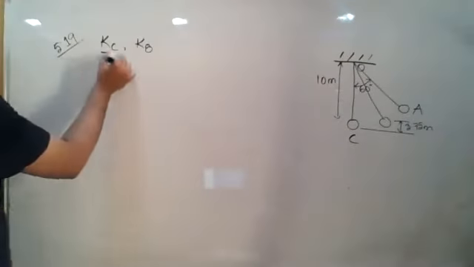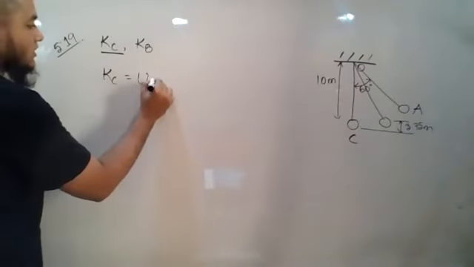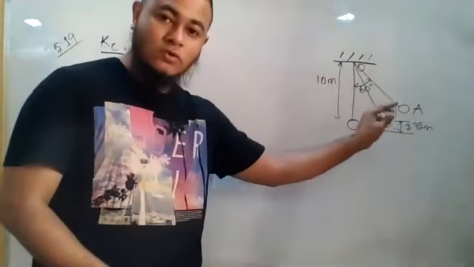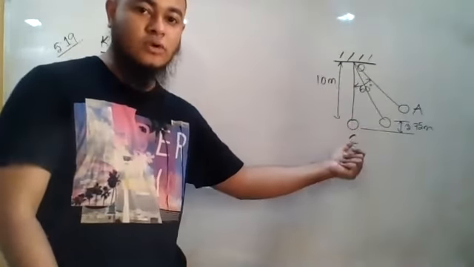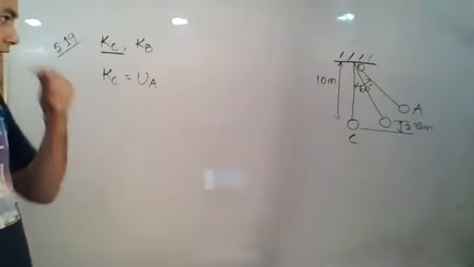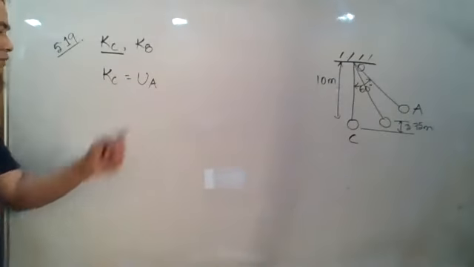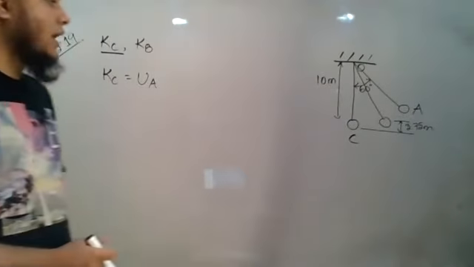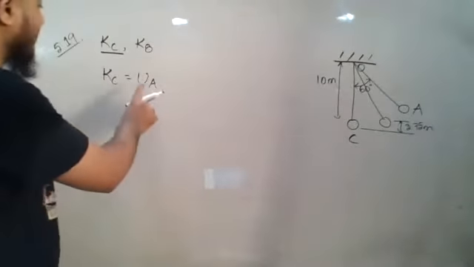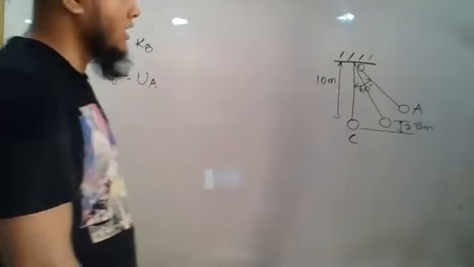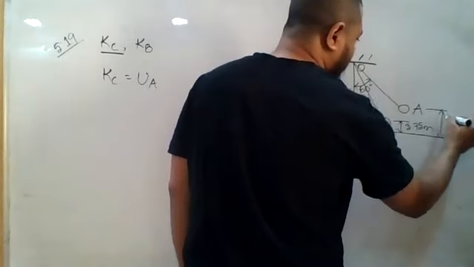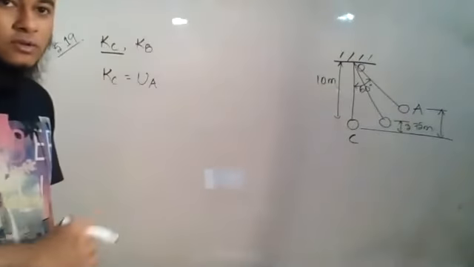So if I want to calculate Kc, I need to calculate UA, right? The potential energy at point A. That amount of energy will be converted completely into kinetic energy at the point C, as per our basics. So if I calculate UA, then obviously I can tell that that is the kinetic energy at point C. So now my focus is to calculate the potential energy at point A. If I want to calculate the potential energy at point A, I need to know at what height the point A is from the equilibrium level, right?